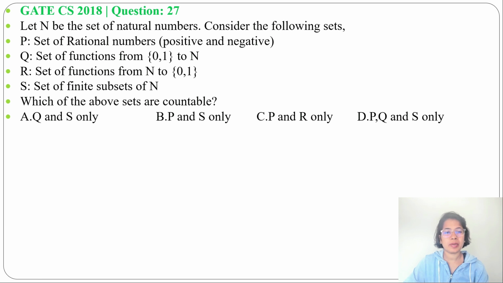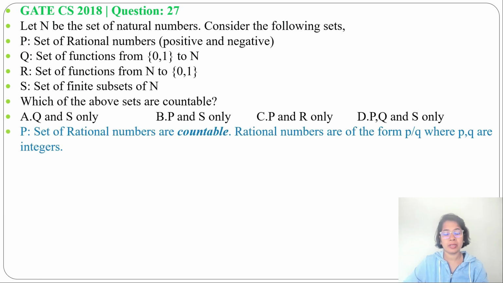Let's analyze one by one set. First, P, set of rational numbers, positive and negative. It is countable. Set of rational numbers are countable. Rational number means it's like p divide q, and p, q are integers.